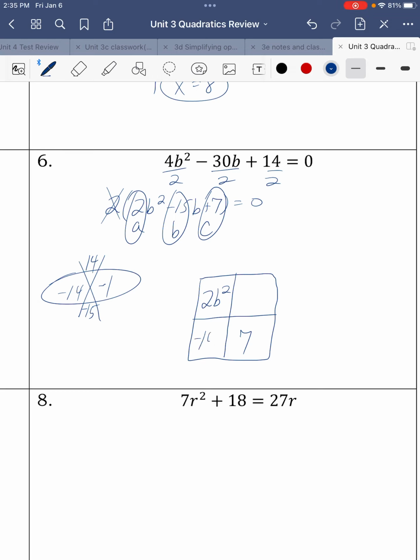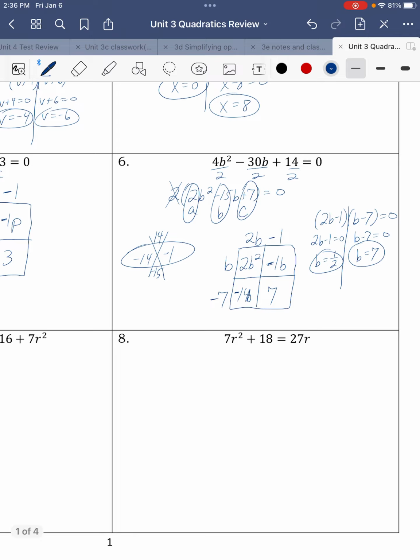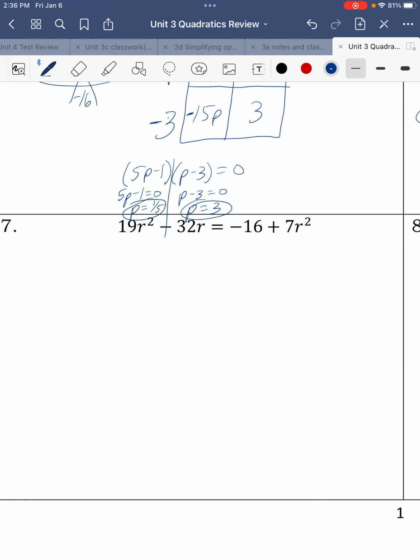Top left term is 2b squared, bottom right is 7. We have a negative 14b and negative 1b. Bottom row 7, top row is b, first column is 2b, last column is 1. Negative 1, so minus 1, negative 14, so minus 7. You have 2b minus 1 is one of your factors, and b minus 7 is your other factor. Set them both equal to 0. So add 1, divide by 2, you get 1/2. Add 7, you get 7. There are your two solutions.